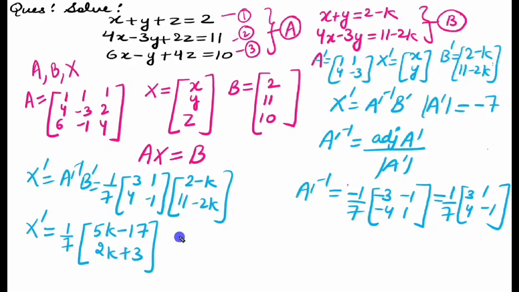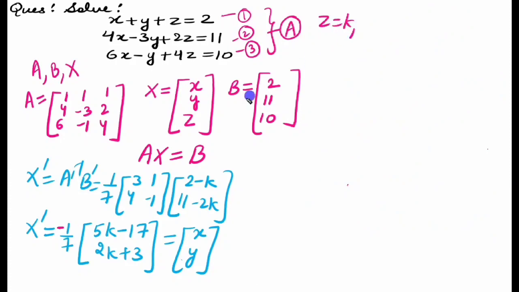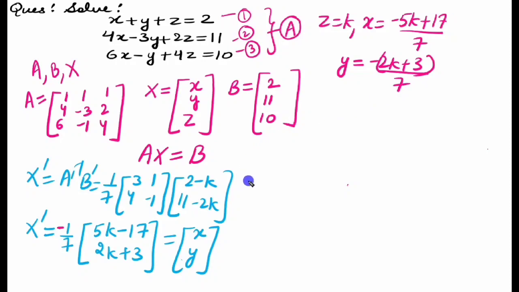Now this matrix x dash was equal to x y. तो यहाँ पर simply multiplication से हमारे पास x dash की वैल्यू ये आ गई. From this we can find out the values of x and y in terms of k. So z was equal to k. From this equation, x comes out to be minus 5k plus 17 divided by 7. Y comes out to be minus 2k plus 3 divided by 7. So after solving this, we are getting the values of x, y and z in terms of k like this.